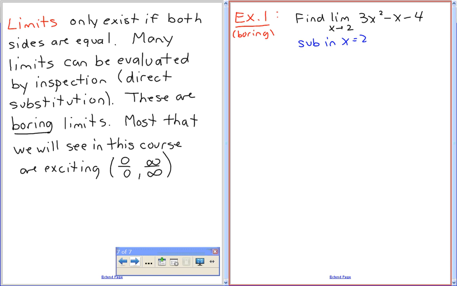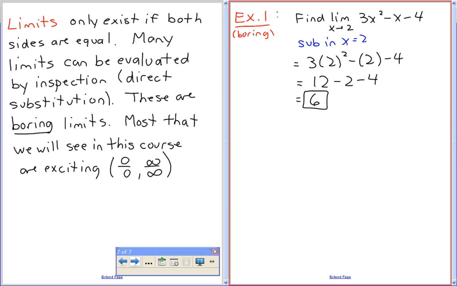This is a boring limit because of what happens when I sub in x equals 2. Shannon, can you sub in 2 for x? Tell me what we get. So it would be 3 times 2 squared, subtract 2, subtract 4. Which would be 12, subtract 2, subtract 4, which would be equal to 6. Good. So that is a boring limit.